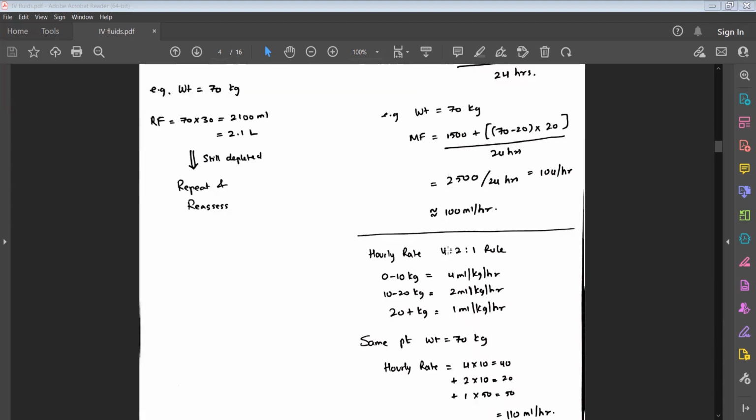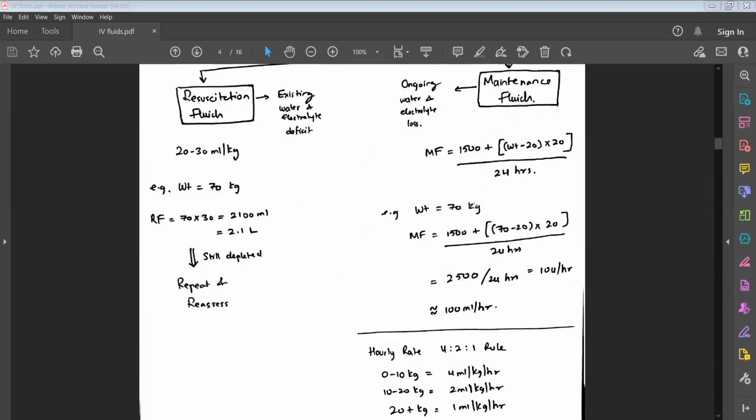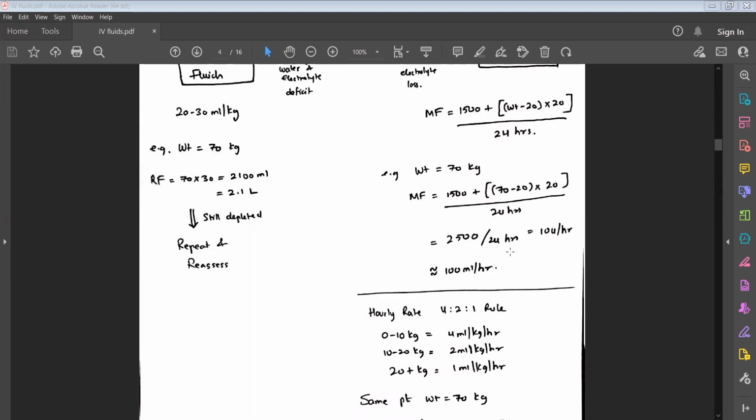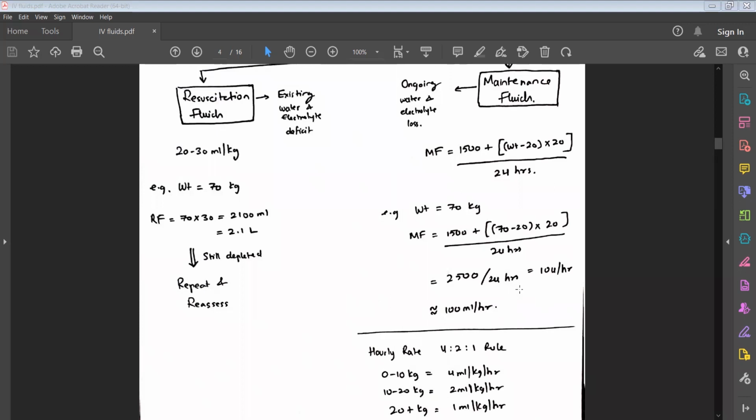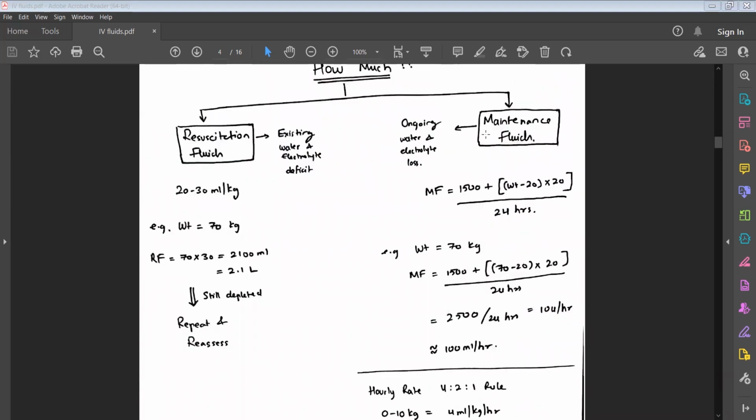Now, you could also use the 4-2-1 rule, which is 4 ml per kg for the first 10 kgs, 2 ml per kg for up to 20 kgs, and then from 20 kg onwards, you will use 1 ml per kg. And your approximate rate is going to be similar, that is 110 ml per hour as compared to this one. Now, most adult patients are going to be more than 20 kg. That's why I used 1500 ml for the first 20 kgs. It's about a similar calculation. This calculation will give you the 24-hour requirement, and this will give you the hourly rate. You can pick and choose whichever you want for the maintenance fluid.